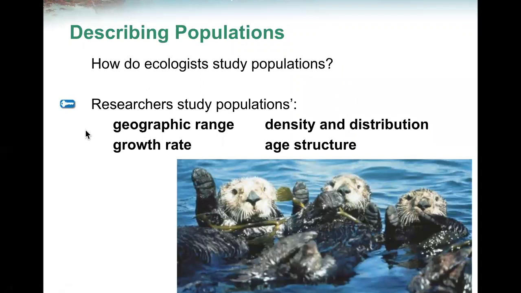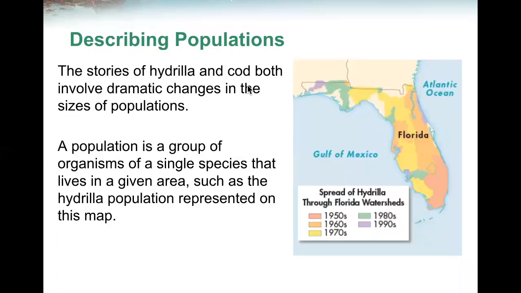Researchers study populations with the following characteristics: geographic range, density and distribution, growth rate, and age structure. The stories of the hydrilla and cod both involve dramatic changes in the size of populations. A population is a group of organisms in a single species that live in a given area, such as the hydrilla population represented on this map of Florida in the 1950s, and then the 60s, extended in the 70s, 80s, and a bit more in the 90s.